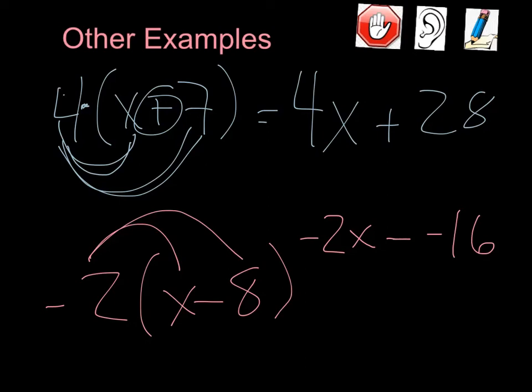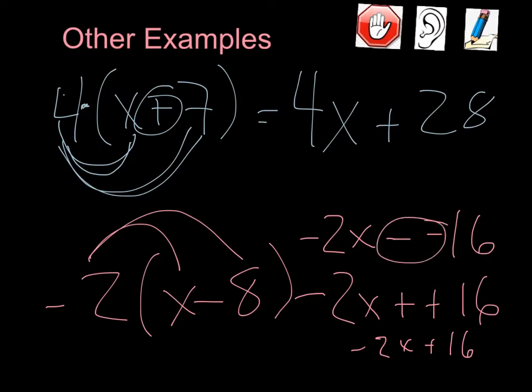And I know I can rewrite that because the matrix told us subtraction doesn't exist. I can rewrite that as negative 2x plus positive 16, or even more simply, negative 2x plus 16. And now I've distributed that negative 2 all the way throughout and cleaned up this little middle business to make it a little easier to understand what I'm trying to do.